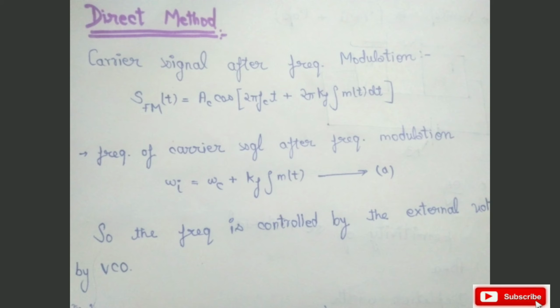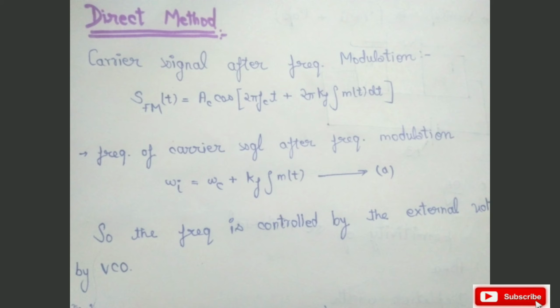πKf ∫m(t)dt), and the frequency of the carrier signal after the frequency modulation is given by ωi = ωc + Kf m(t). Let's assume this as equation A. From equation A, it is clear that the variation of the message signal results in the variation of frequency.